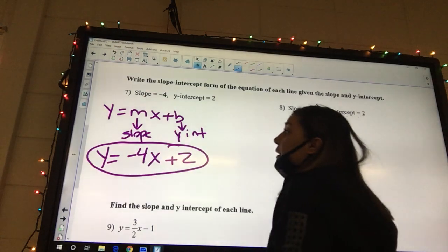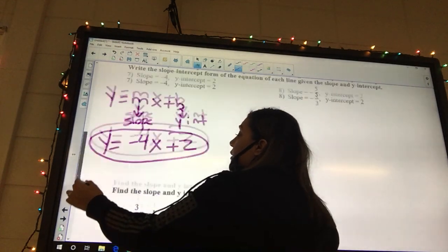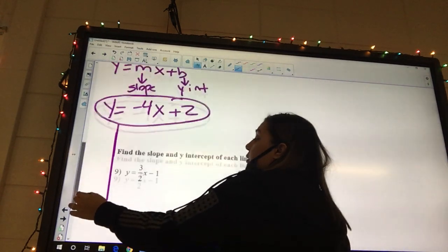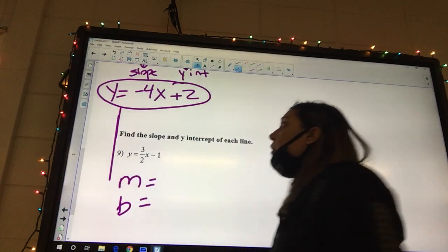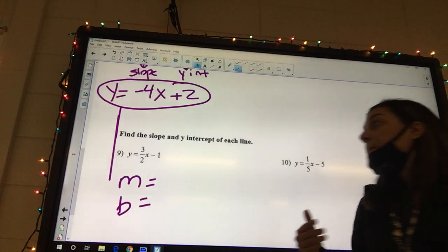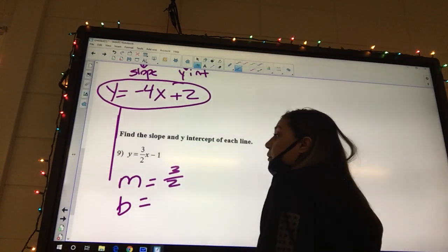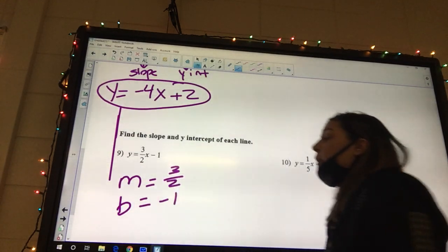Okay, on 9 and 10, we're doing just the opposite of that. And they want us to find our slope and y-intercept. So they want you to find the m and the b. Well, m stands for our slope. So what is our slope according to this one? That's going to be 3/2. And our b is going to be -1.